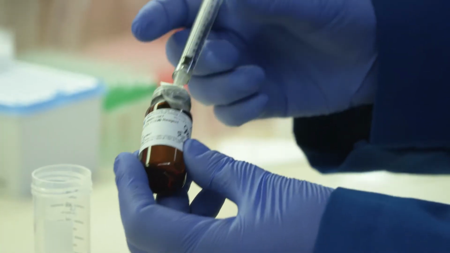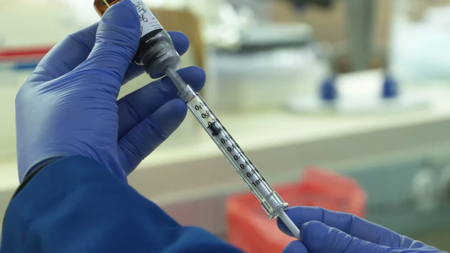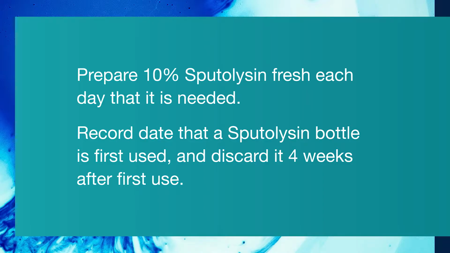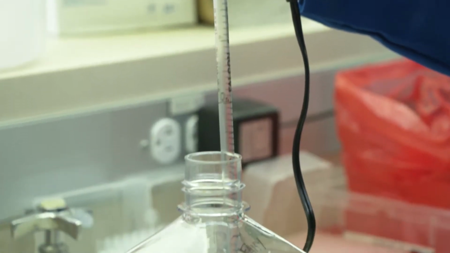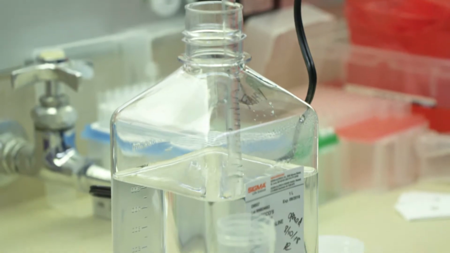To the sputum sample, add a volume in milliliters of 10% sputolysin equal to the weight in grams of the sputum sample. 10% sputolysin is 1 part sputolysin and 9 parts phosphate buffered saline.